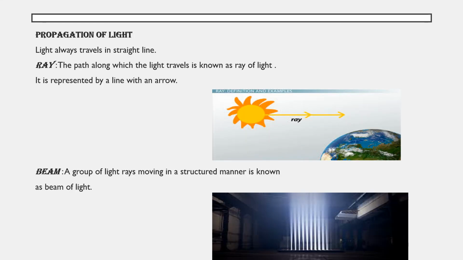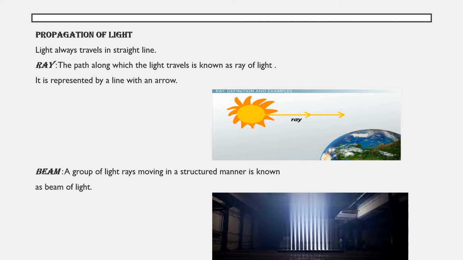Next, coming to propagation of light. Means light always travels in a straight line. You would have seen when sun rises, the light ray comes and travels in a straight line. So, first we will see the ray. The path along which the light travels is known as ray of light.